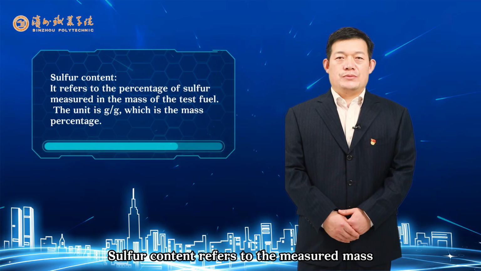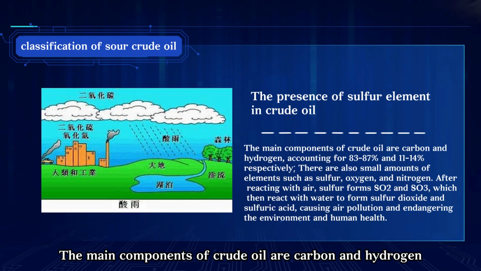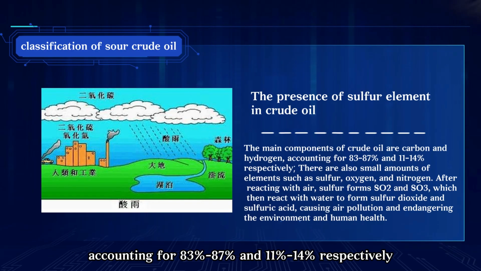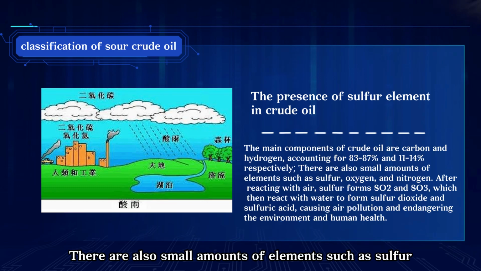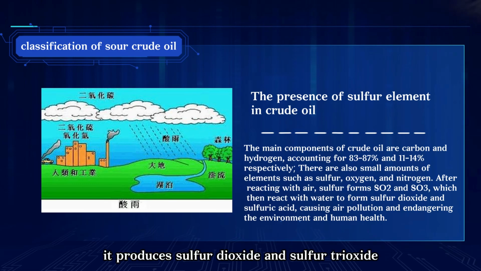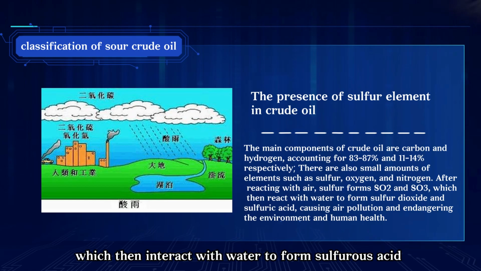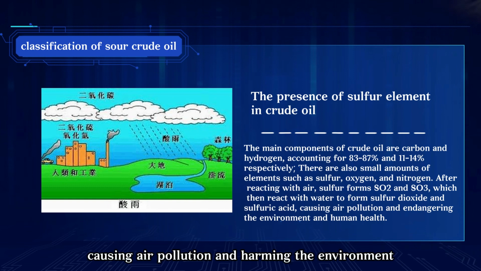Sulfur content refers to the mass percentage of sulfur measured in the tested fuel oil. Let's take a look at the classification of sour crude oil. The main components of crude oil are carbon and hydrogen, accounting for 83% to 87% and 11% to 14% respectively. There are also small amounts of elements such as sulfur, oxygen, and nitrogen. When sulfur reacts with air, it produces sulfur dioxide and sulfur trioxide, which then interact with water to form sulfurous acid and sulfuric acid, causing air pollution and harming the environment and human health.